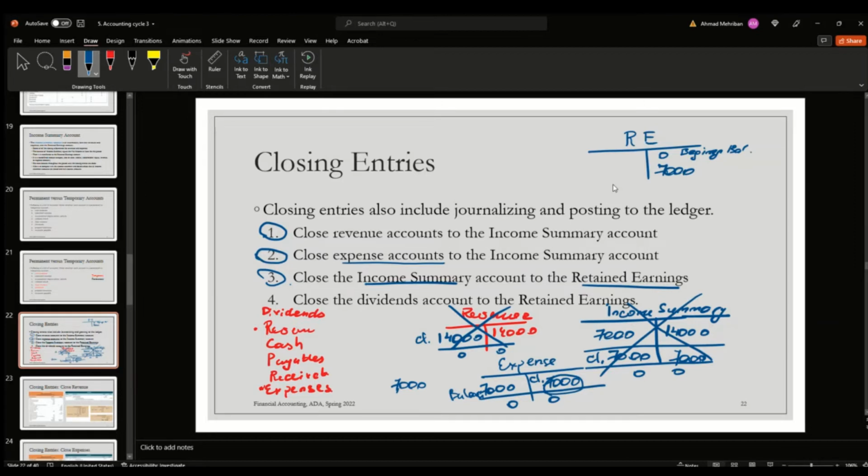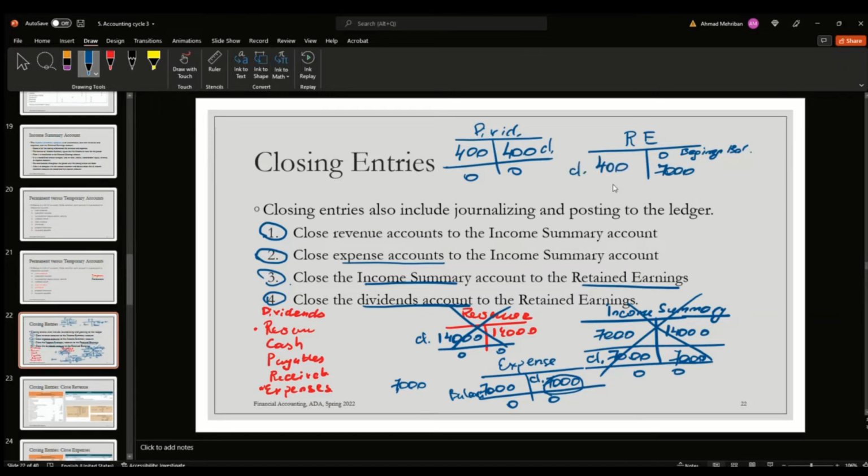We also have one last step to go through, which is the fourth one, and that is closing dividend account, which is also a temporary account, to our retained earnings. And dividend account is usually on the debit side balance. Now to close this one, make it 0, I need to enter to the credit side a 400, closing entry to the credit, $400, and the debit side will go to retained earnings.